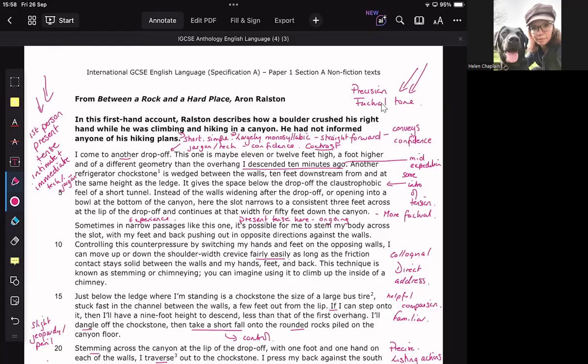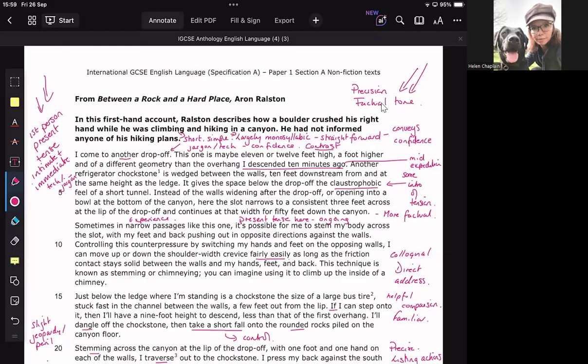When you're looking slightly further on, so line 2, you can see that bit where he says "I descended 10 minutes ago." We're joining the narrative mid-expedition, mid-adventure. And that whole paragraph is developing a sort of technical sense of what he's doing. The only hint you get of any degree of tension there is the description of it as claustrophobic. And even then, it's to evoke that feeling of a short tunnel.